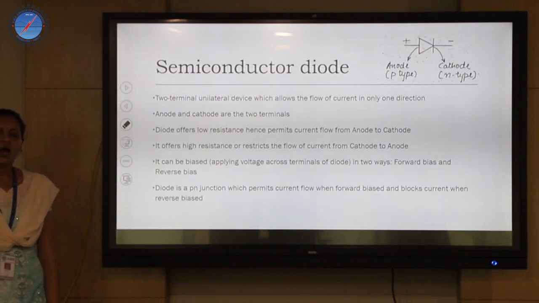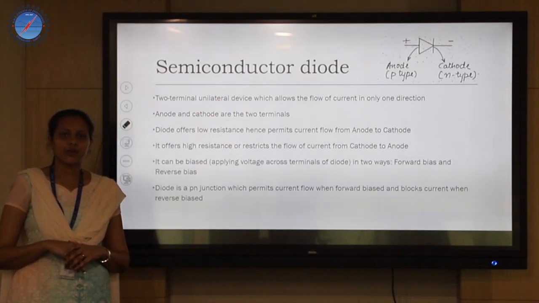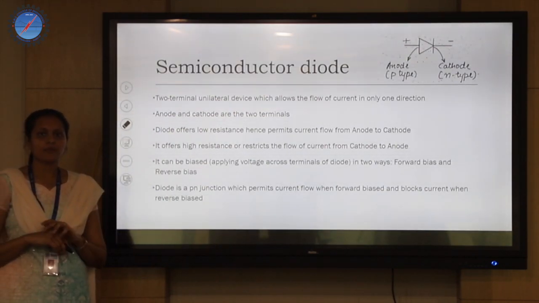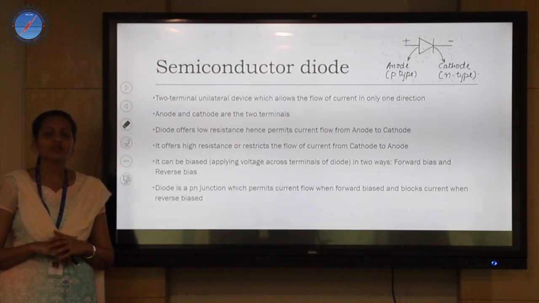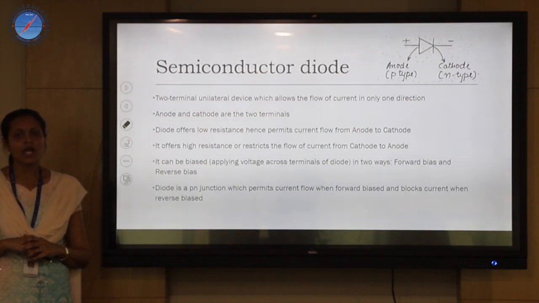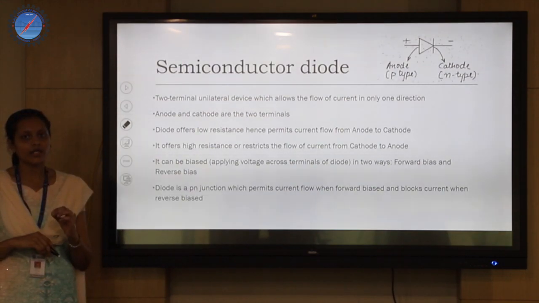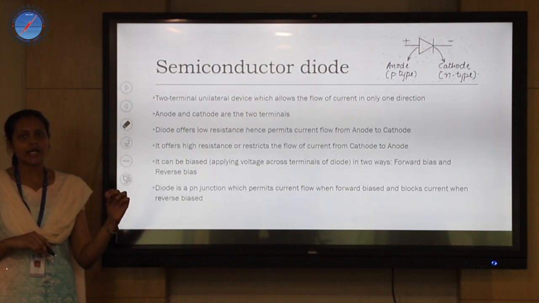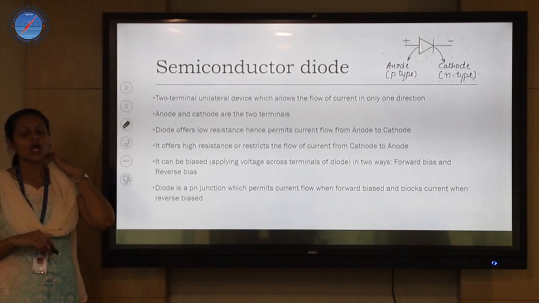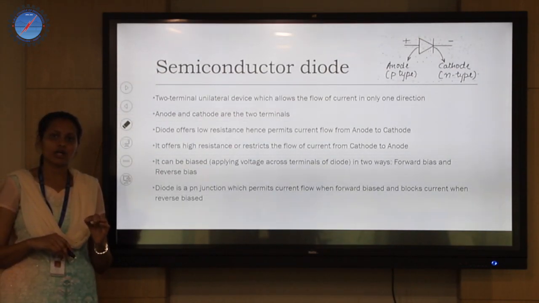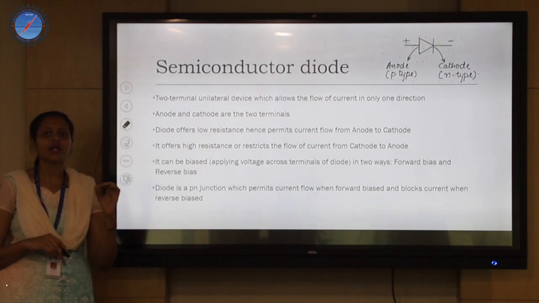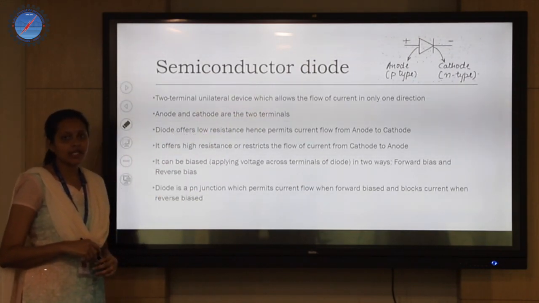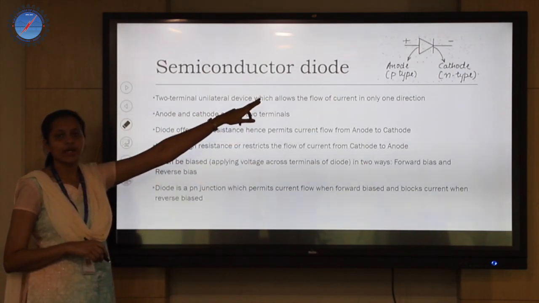Now, what is a semiconductor diode? Semiconductor diode is a two-terminal semiconductor device which is unilateral. It allows the flow of current in only one direction and opposes the flow of current in opposite direction. The two terminals of the diode are anode and cathode. You can see the symbolic representation of diode over there.